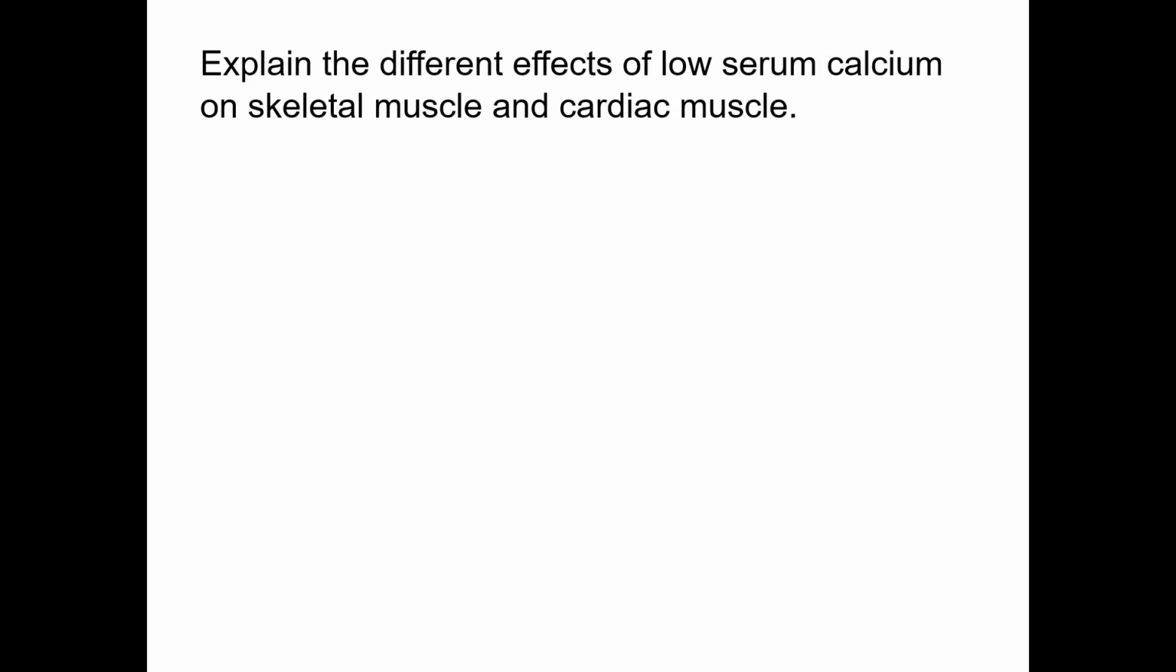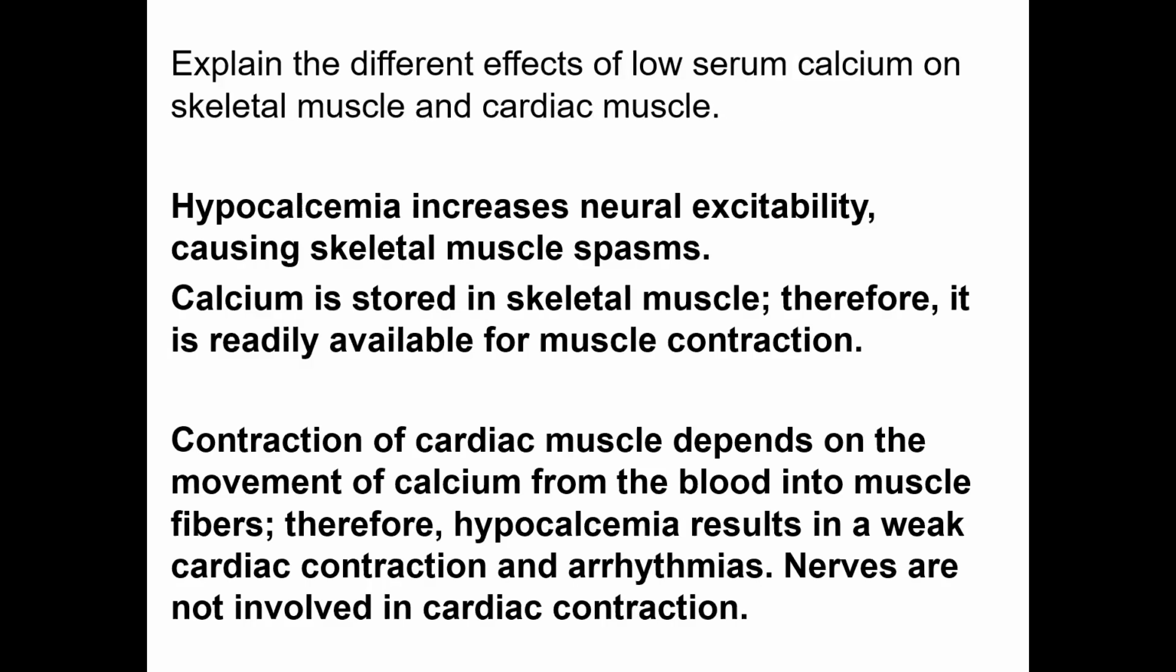Explain the different effects of low serum calcium on skeletal muscle and cardiac muscle. Hypocalcemia increases neuroexcitability, causing skeletal muscle spasms. Calcium is stored in skeletal muscle, therefore, it is readily available for muscle contraction. Contraction of cardiac muscle depends on movement of calcium from the blood into the muscle fibers. Therefore, hypocalcemia results in weak cardiac contraction and arrhythmias. Nerves are not involved in cardiac contraction.